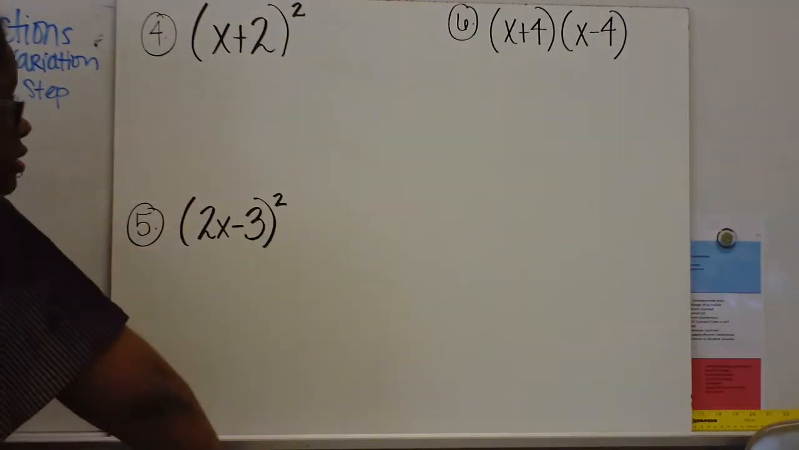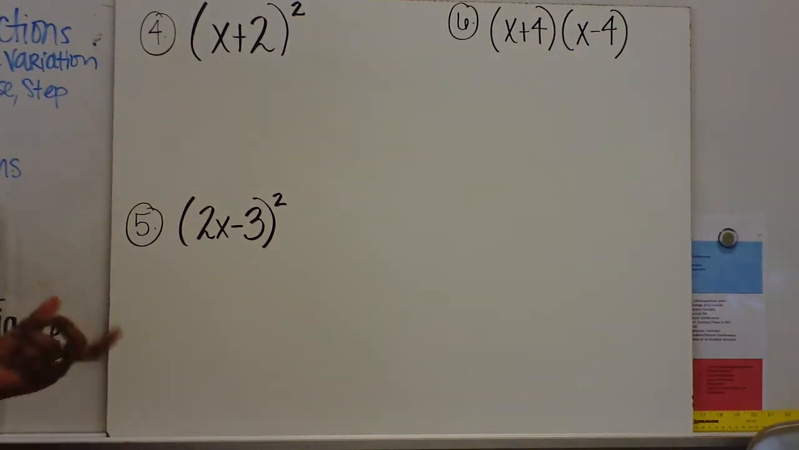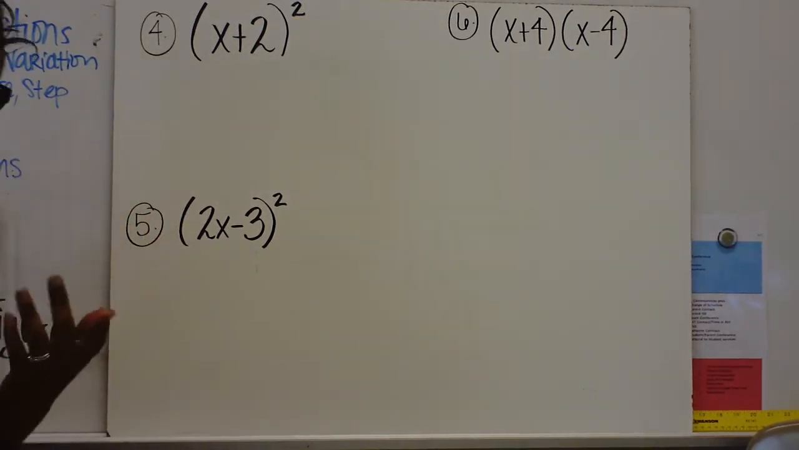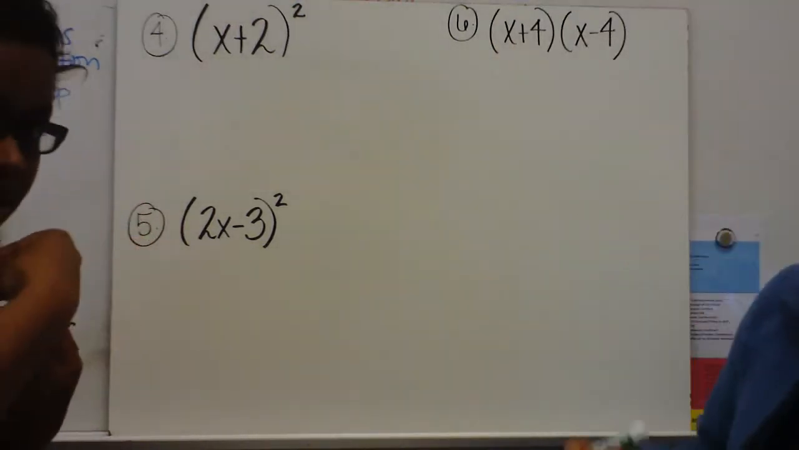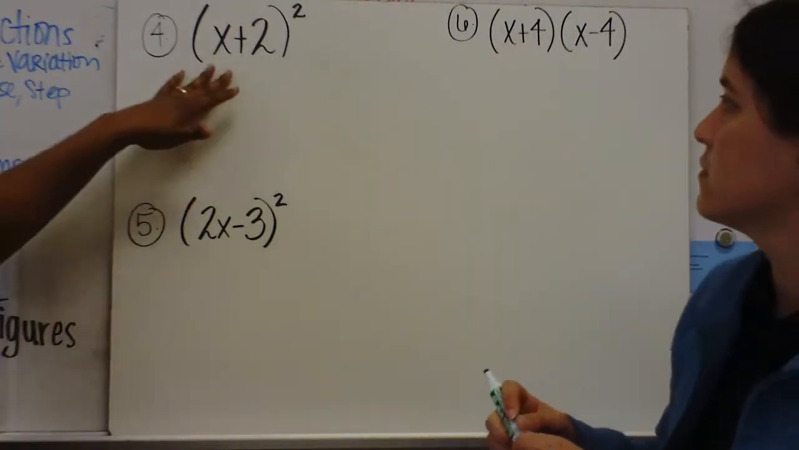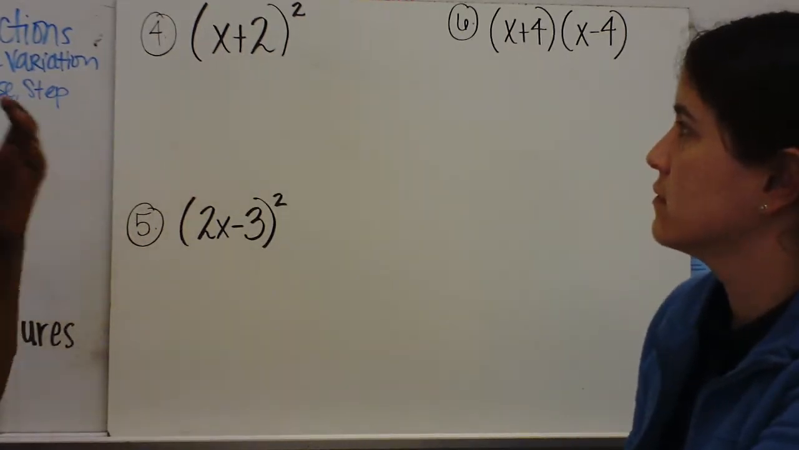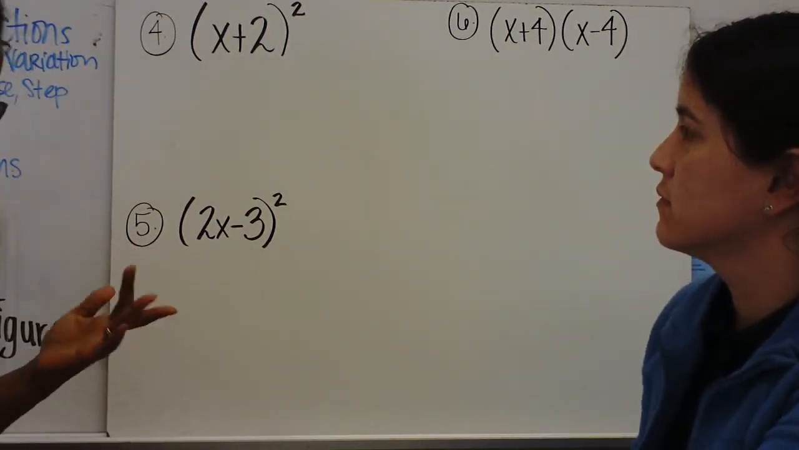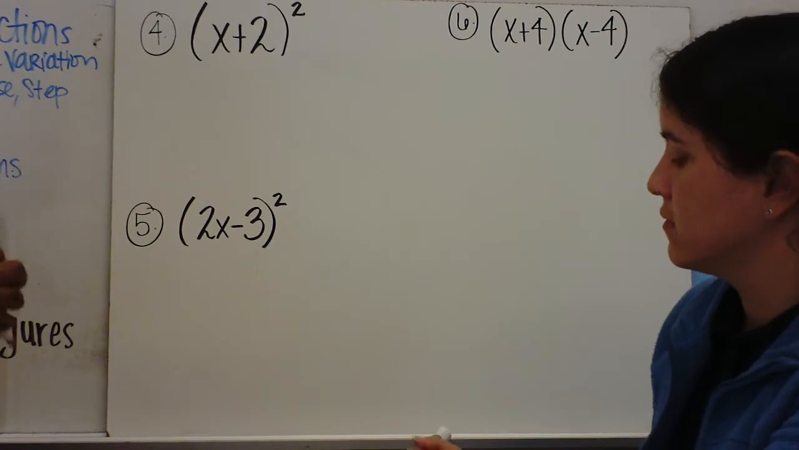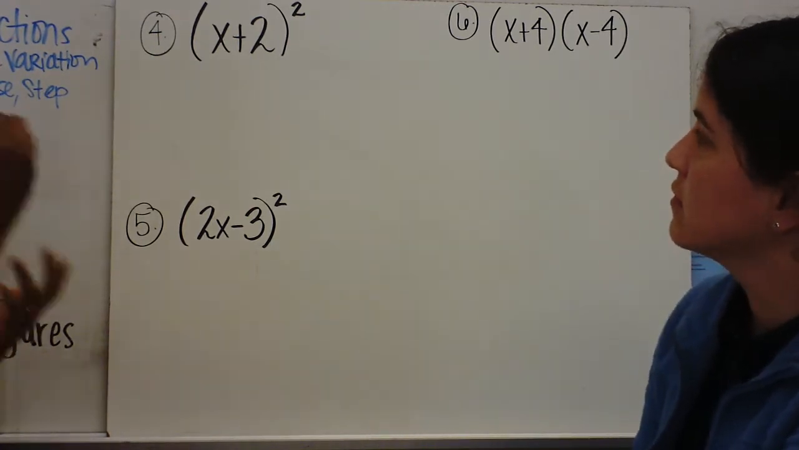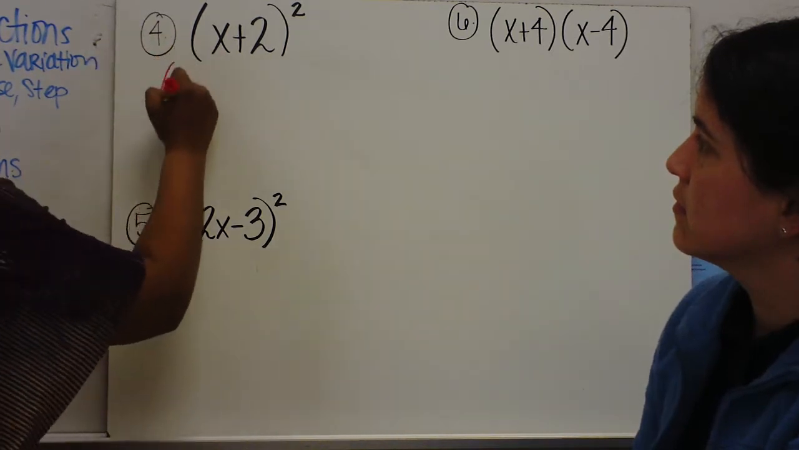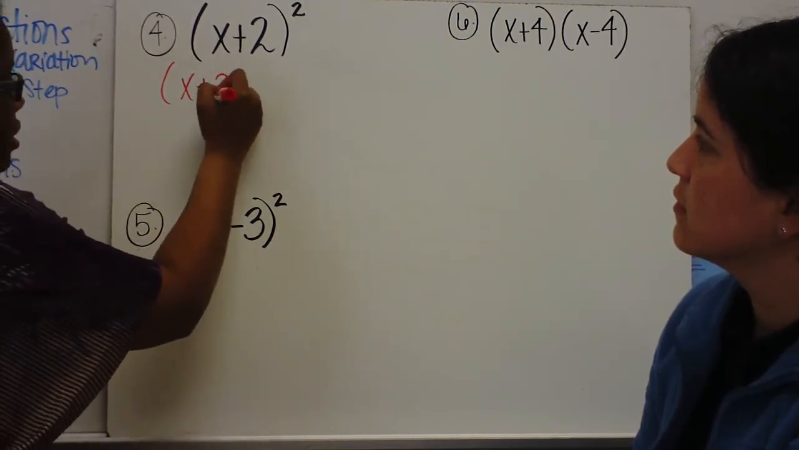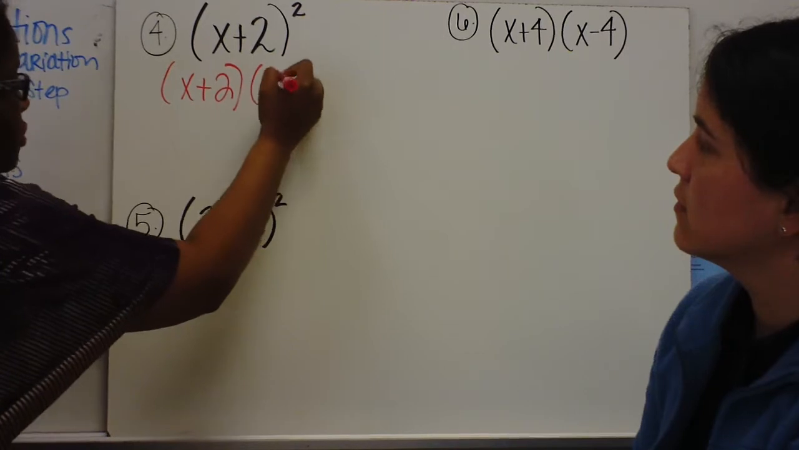Okay, guys, for the next couple of examples, we wanted to show you some different ways that they might write a multiplication problem, but it's not two parentheses beside each other. So this particular problem we have x plus 2 squared. And we learned when we first studied exponents that to square something means to multiply it by itself twice. So we can rewrite this as x plus 2 times x plus 2.